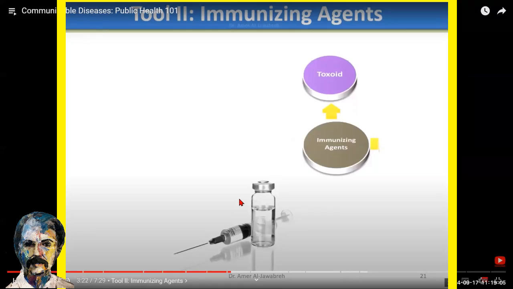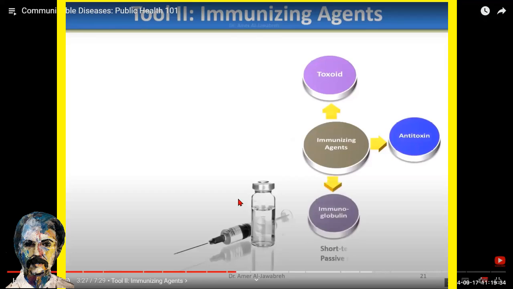Okay? That's toxoid. Secondly, antitoxin, antivenom against snake bite. Let's say the venom of the cobra, the venom of the black mamba, the venom of the rattlesnake, and other snakes. When you are bitten, then you need antitoxin, antivenom, to neutralize all the toxin of the snake. Otherwise, you will die. Okay? That's antitoxin or antivenom.